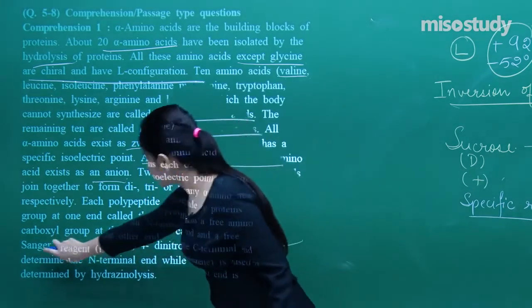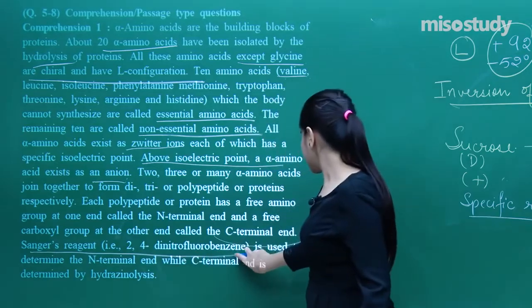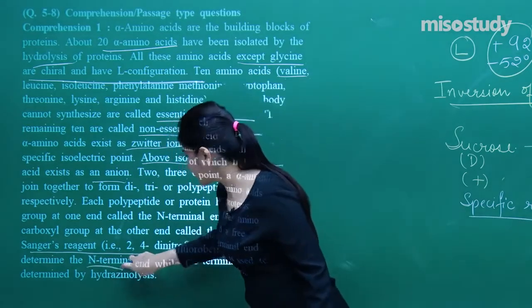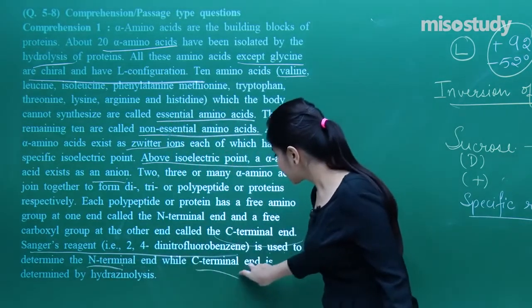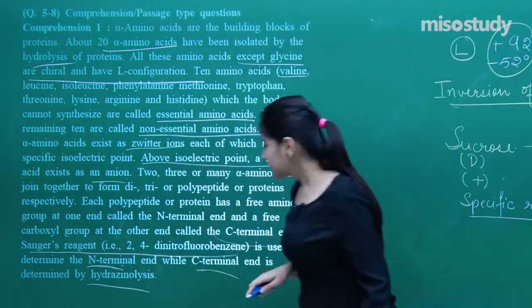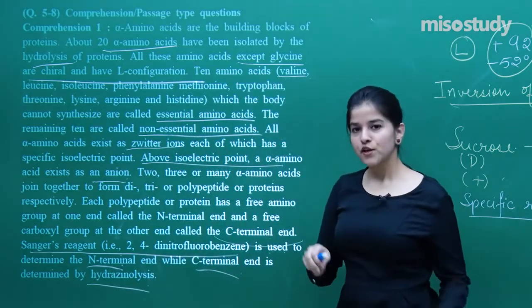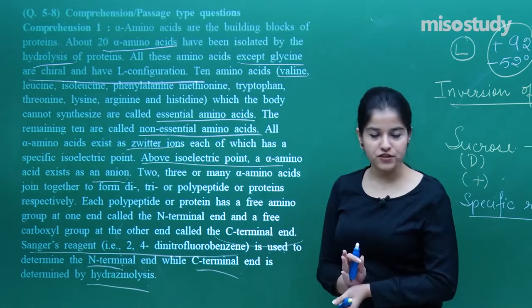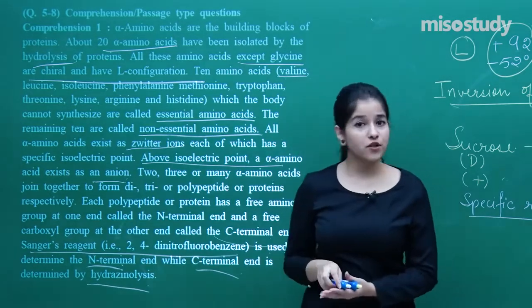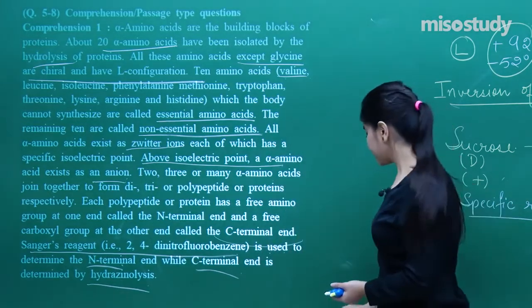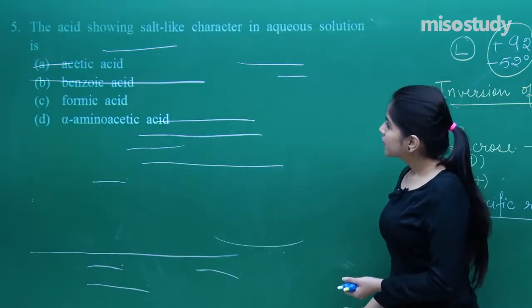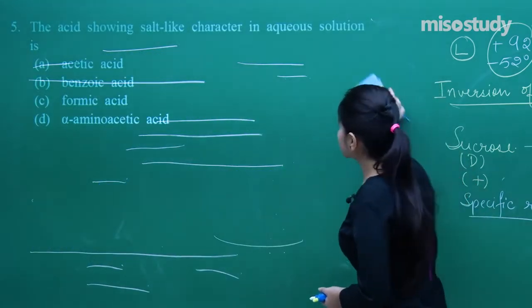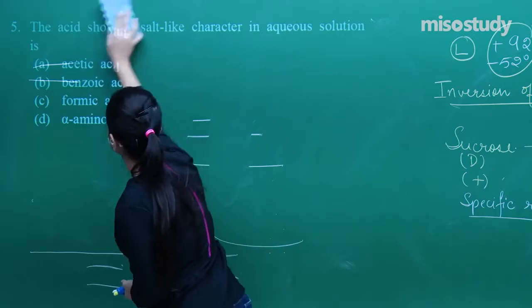Yes, there is Sanger's reagent that is used for the determination of the N terminal, and for the C terminal, hydrogenolysis is used. So that is what they have mentioned. I hope everybody has got the comprehension over it. It's pretty easy. Now let's move on to the questions. So are we able to solve these questions or not?